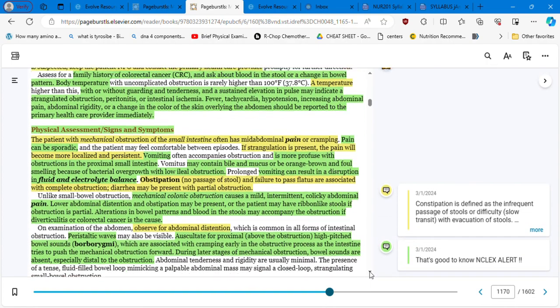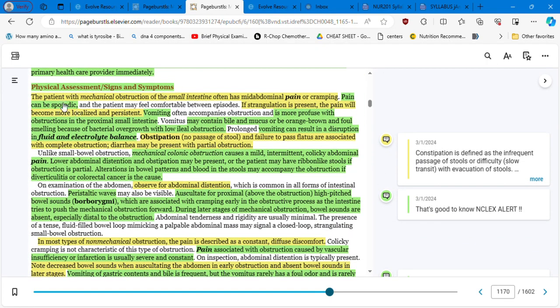I will do everything, okay, to double check what's going on. Okay, physical assessment, signs and symptoms. The patient with mechanical obstruction of the small intestine often has mid-abdominal pain or cramping. Pain can be sporadic. If strangulation is present, the pain will become more localized and persistent. Vomiting is more profuse with obstruction in the proximal small intestine. It may contain bile and mucus or be orange brown and foul smelling because of bacterial overgrowth with low ileal obstruction.